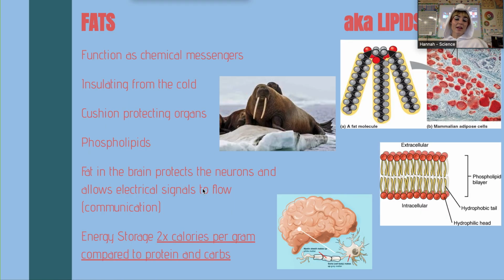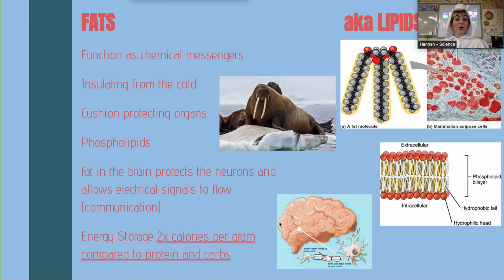Fat in the brain itself is able to protect neurons and allows for electrical signals to flow. So that cell communication as well as just our nervous system being able to communicate. So fat is important, especially for our brain. Fatty brains are good brains to an extent, right?